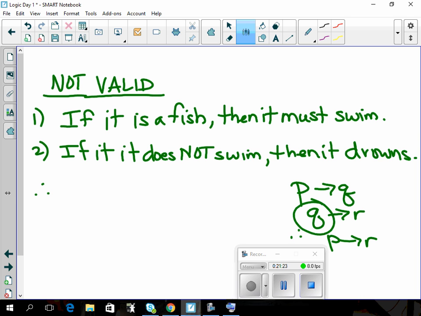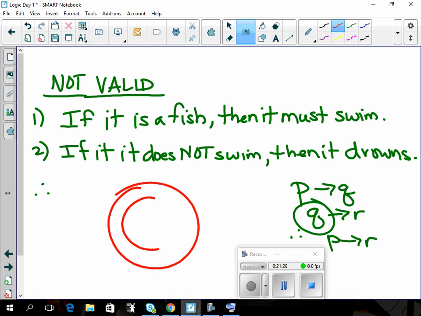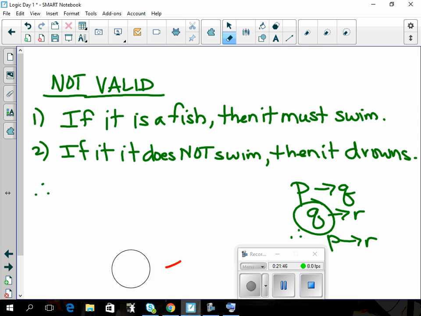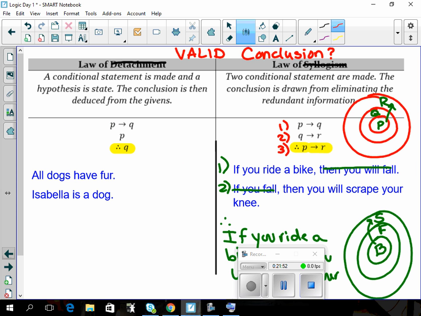Look at what a Venn diagram would look like. If it is a fish, then it must swim. This says if it does not swim, it's out here. If it does not swim, then I don't know, drowns is over here. It doesn't fit the 3 circles, if that visual helps you. So not valid. How do we feel about this law? Are we okay so far? All right. Let's look at the other one.